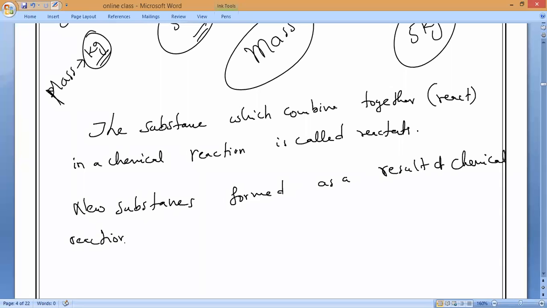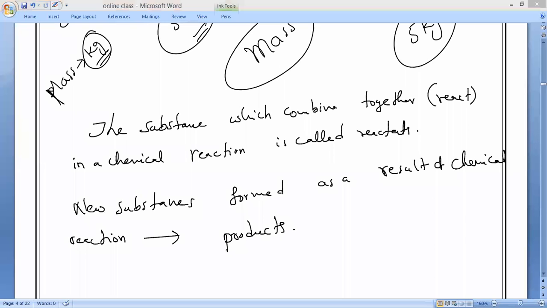New substances formed as a result of a chemical reaction. What is it called as? Everybody. What is it called as? They're called as what? New substances. Products. Called as products.